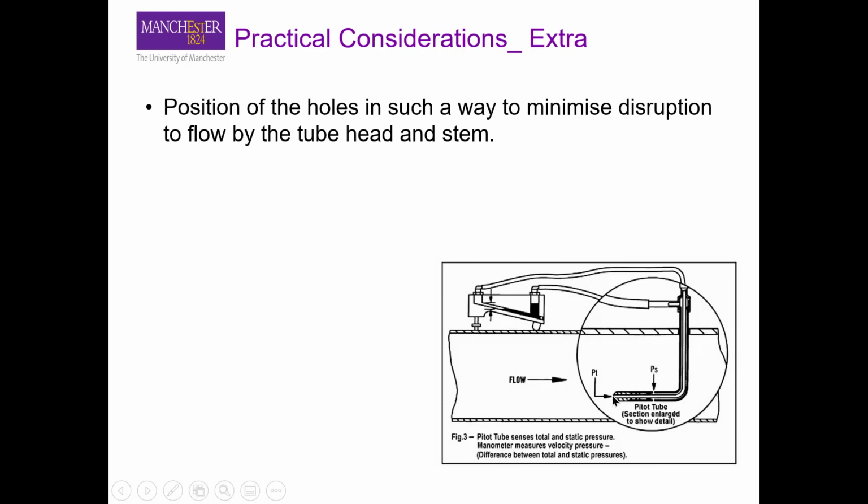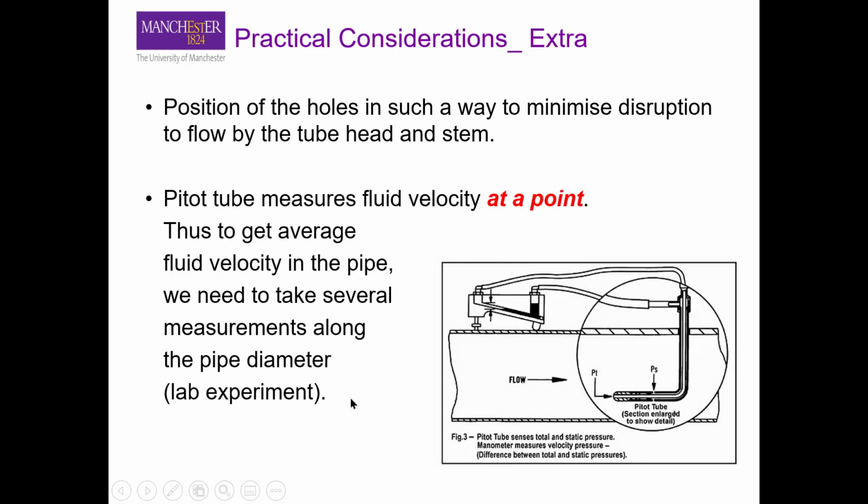Okay, it means that if you want to get an average of the fluid velocity, you need to move this pitot tube at different heights inside this pipe here, and then you can measure velocity at different points and then take an average of that velocity in the end to get the average velocity of the fluid. Okay, and you will also do a lab experiment, for example, for the pitot tube.